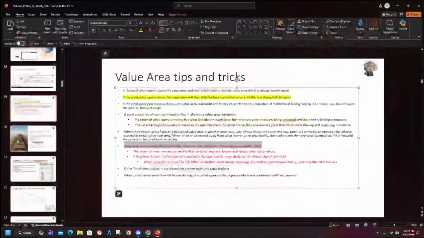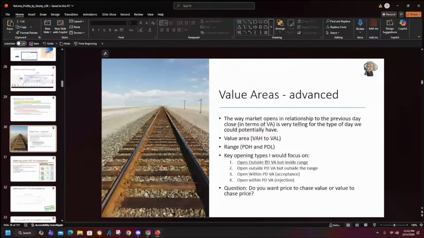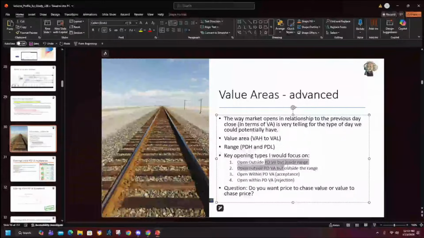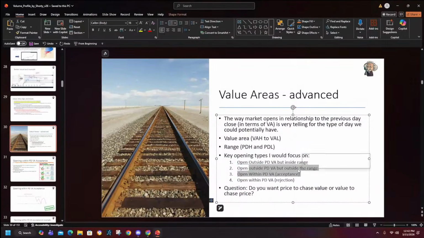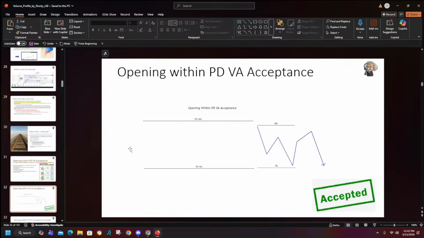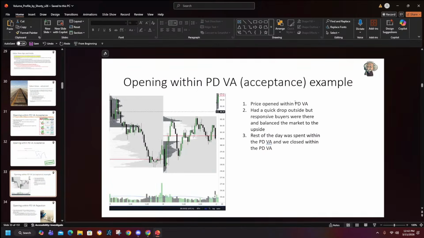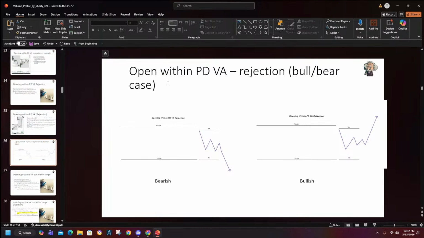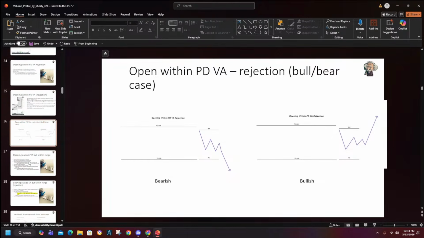Yep. So these points that I was trying to explain, opening outside PD value, but inside the range, right? This is very important when you start your day and when you're watching the price. Are you rejecting or are you accepting? So opening within PD value area is acceptance, and then you have the rejection, right? And rejection doesn't mean bullish or bearish. It just means that if you're trending down, it would be bearish, we're continuing. If you're trending down and then you reject this value higher, that would be bullish, right? That would be a reversal.